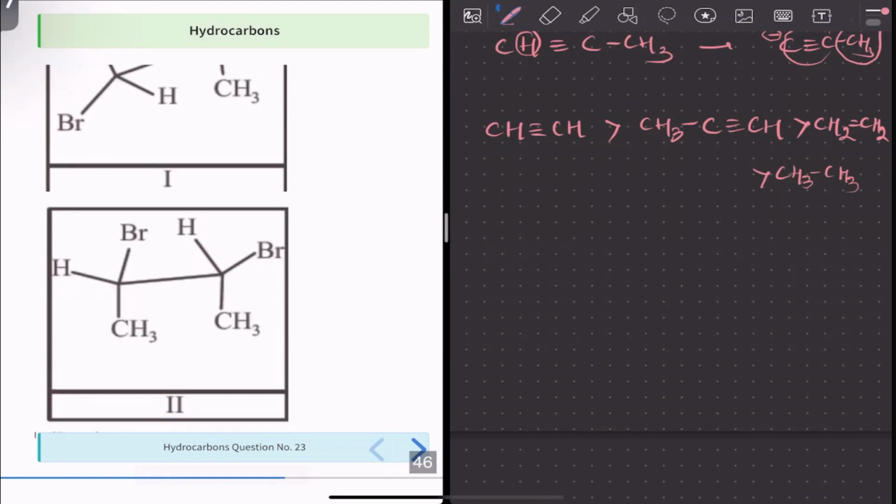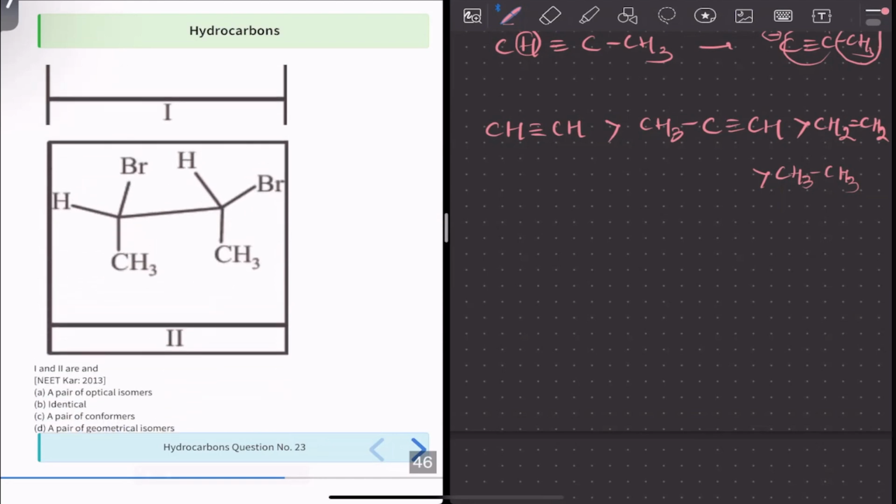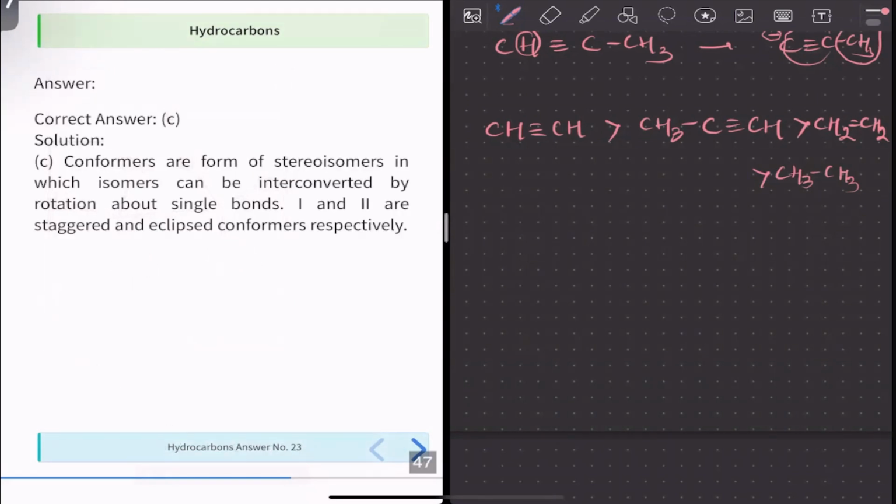But in option 2, the bromine, bromine, hydrogen, hydrogen and CH3, CH3 are overlapping each other. So it will be an eclipsed conformation. So these are conformational isomers, a type of conformers. So 1 and 2 are a pair of conformers. Option C is correct.